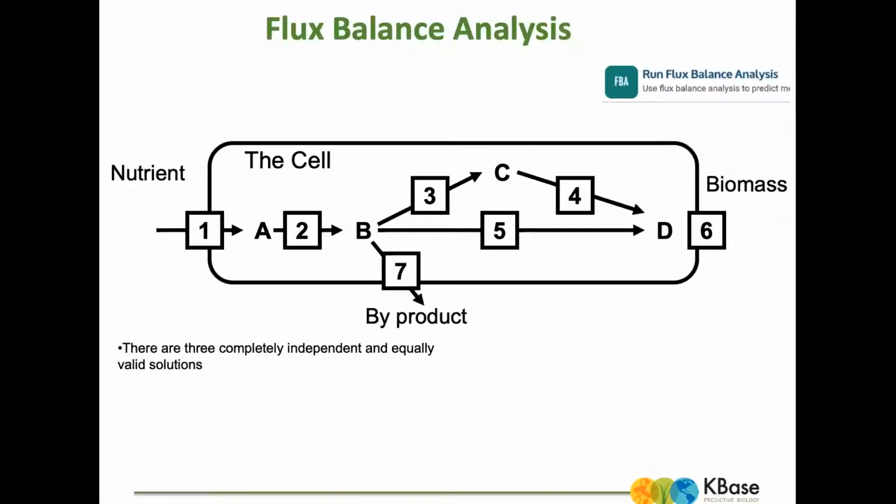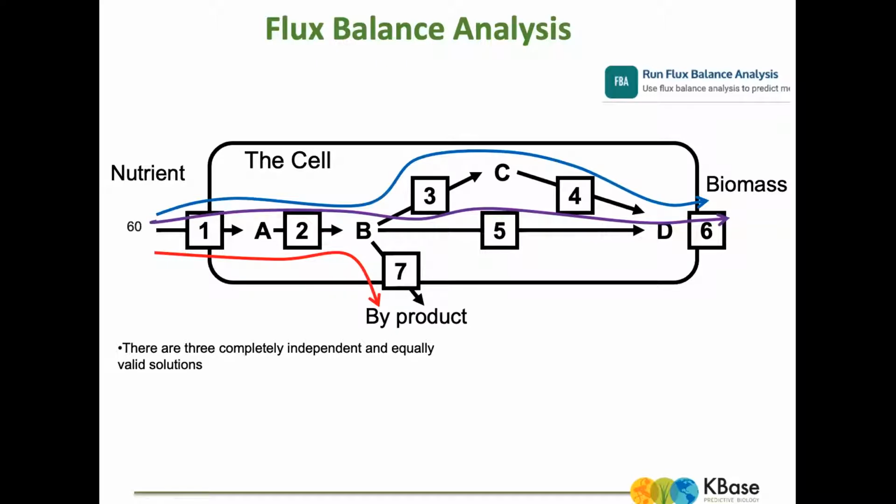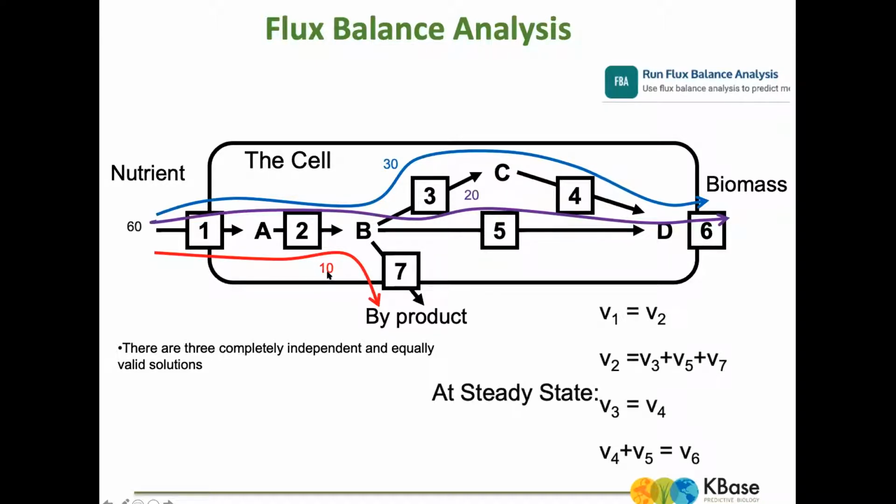Now let's take a look at a slightly more complicated model, where we have 3 separate routes that are equally valid solutions and equally independent. If we still consider a compound coming in like glucose at the rate of 60, this can now divide into 30, 20, and 10, but if you add these values, it's still going to be 60. That's what I meant by steady state: compounds cannot be degraded nor accumulated. The rate always has to be balanced.